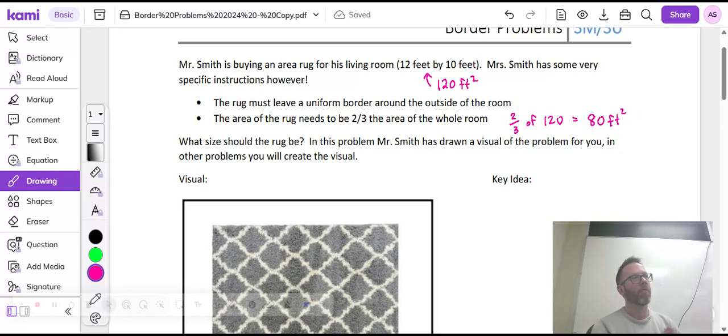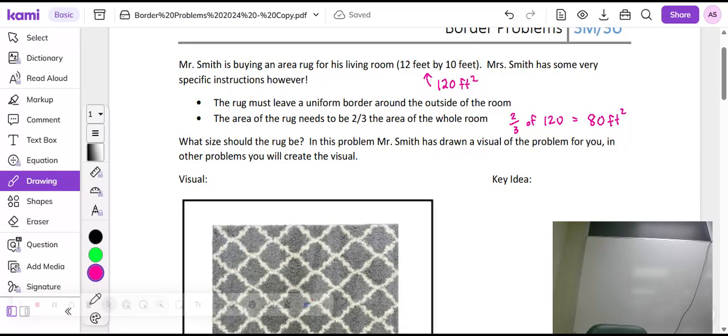You guys okay with the premise there? So we need a rug that covers 80 square feet of the room, but leaves that uniform border. There's many rugs I can buy that have an area of 80 feet squared. I could buy an 80-foot long rug that's 1 foot wide, but that'd be a pretty silly rug to have. Wouldn't look nice in the living room.